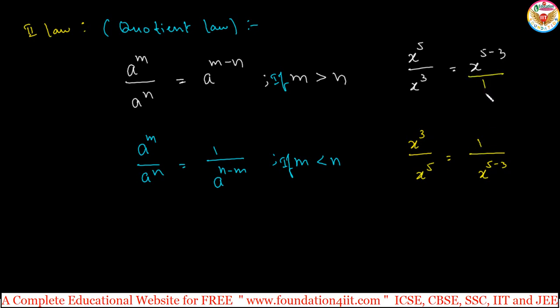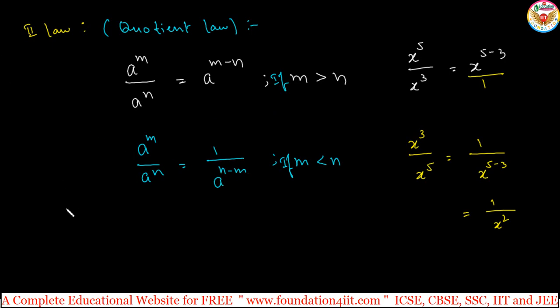This we can treat as 1, right? Your numerator is 1. So this is 1 by x to the power 2. Okay, this is the way. When m is greater than n, directly m minus n. When m is less than n, 1 divided by a power n minus m you take.